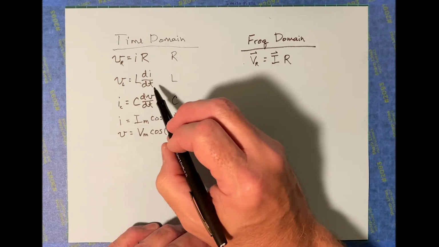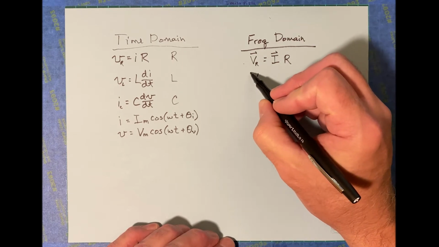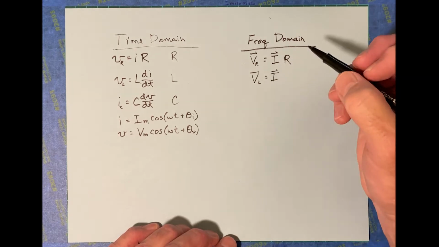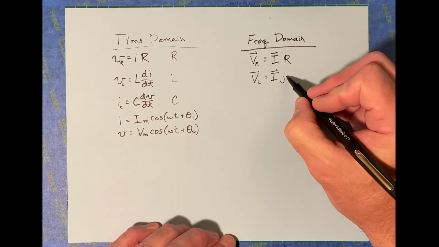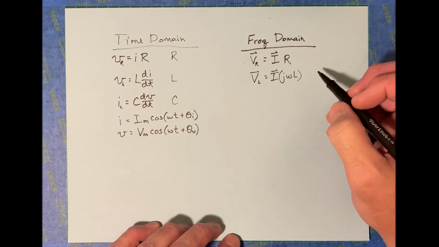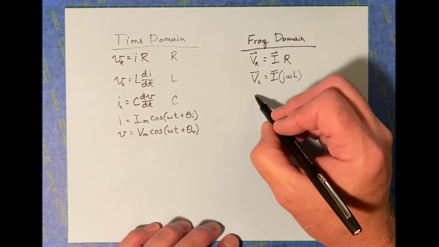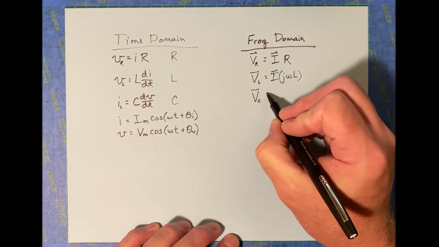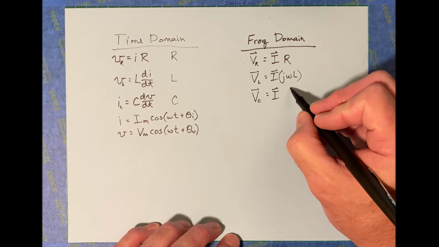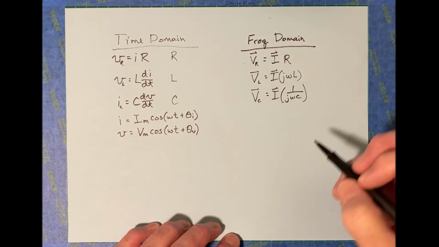Okay, now when it comes to the inductor, the transformation looks a little different. It looks like this. Phasor V for the inductor is going to be phasor I times j omega L. Okay? Now you may say, well, where did that right there come from? Well, hopefully we'll talk a little bit more about that in a minute. And then for the capacitor, it looks like this. Phasor V for the capacitor is equal to phasor I times 1 over j omega C, like that.